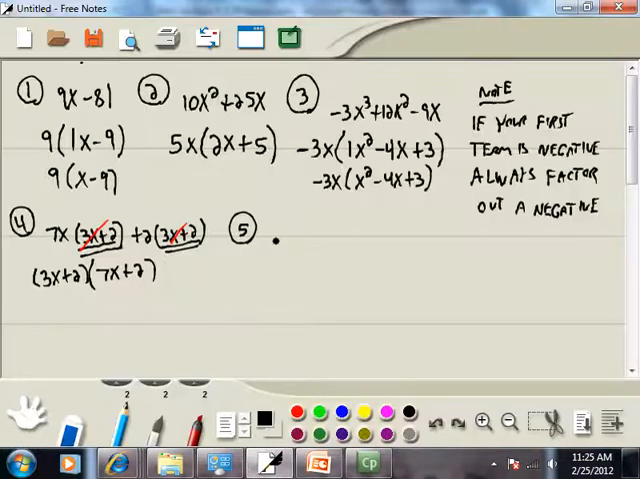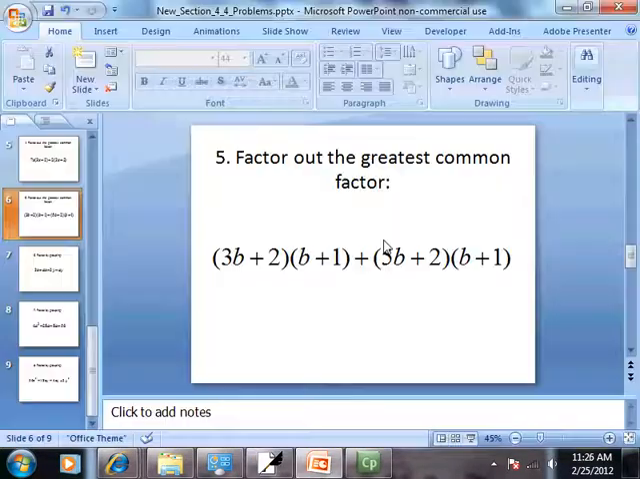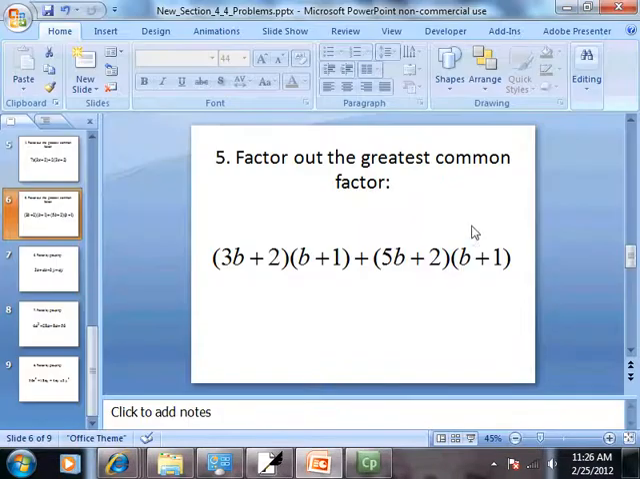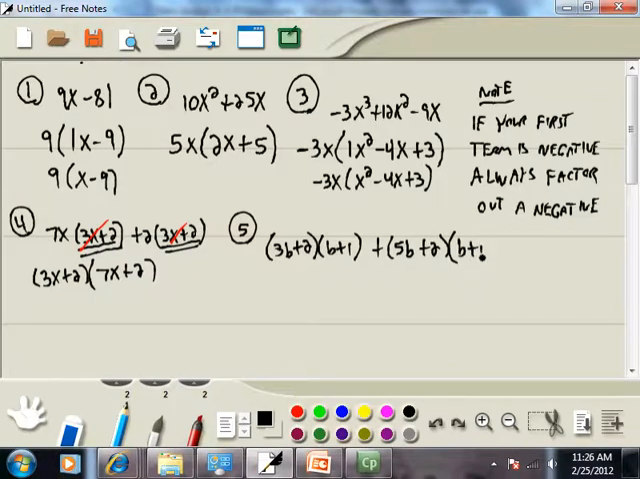Let's look at our fifth example. We've got 3b plus 2 times b plus 1, plus 5b plus 2 times b plus 1. Now, our first thing we notice is that they both have a b plus 1. So they already have something in common that's pretty obvious. So we can factor that b plus 1 out in front.